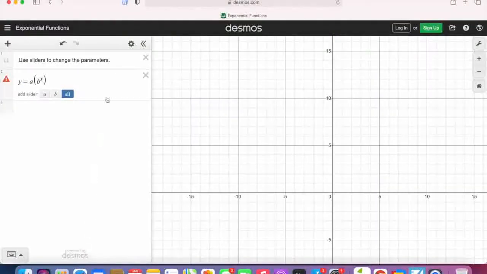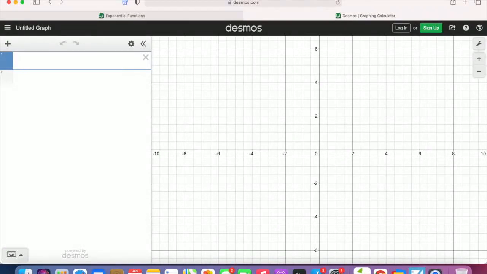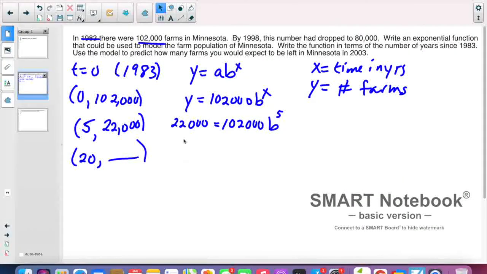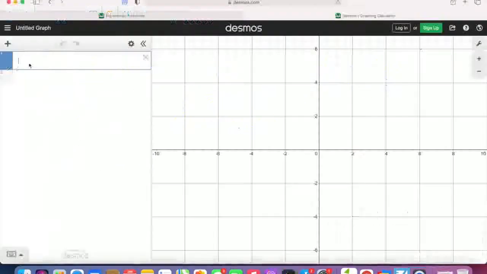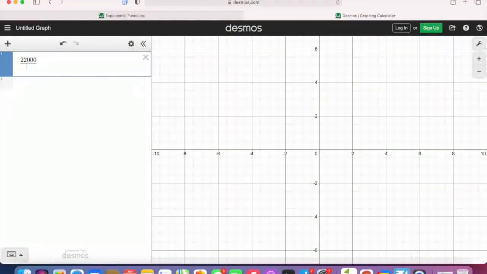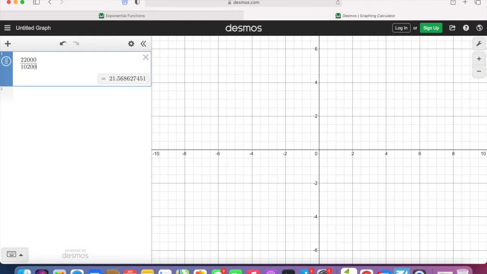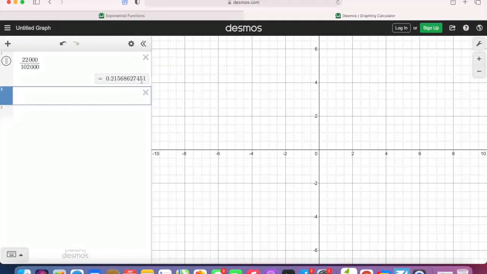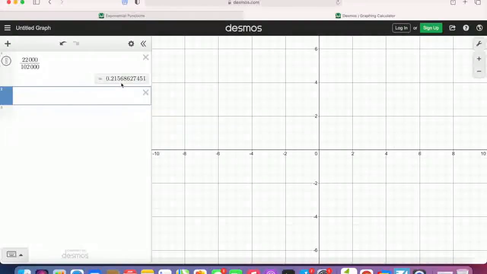Let's go to Desmos. Okay, so here I am in Desmos. I'm going to do that math. I'm going to put in 22,000 divided by 102,000. When I do that, I get 0.215686, and it keeps going.